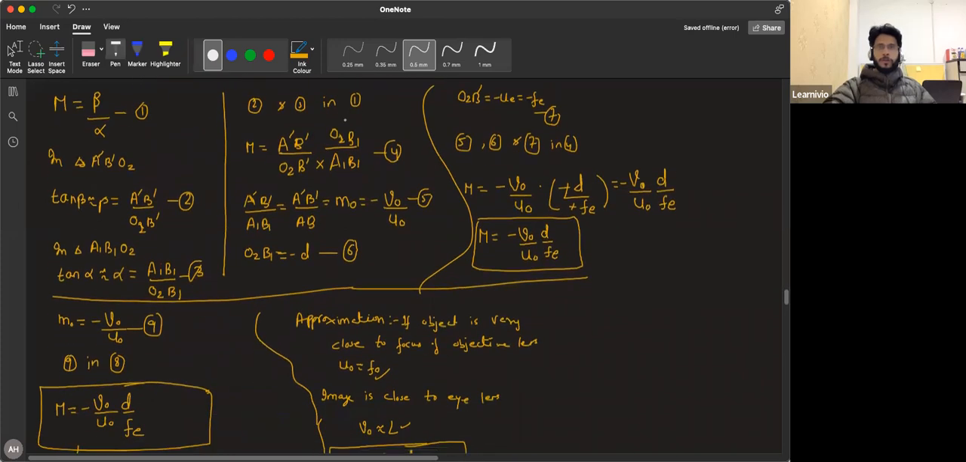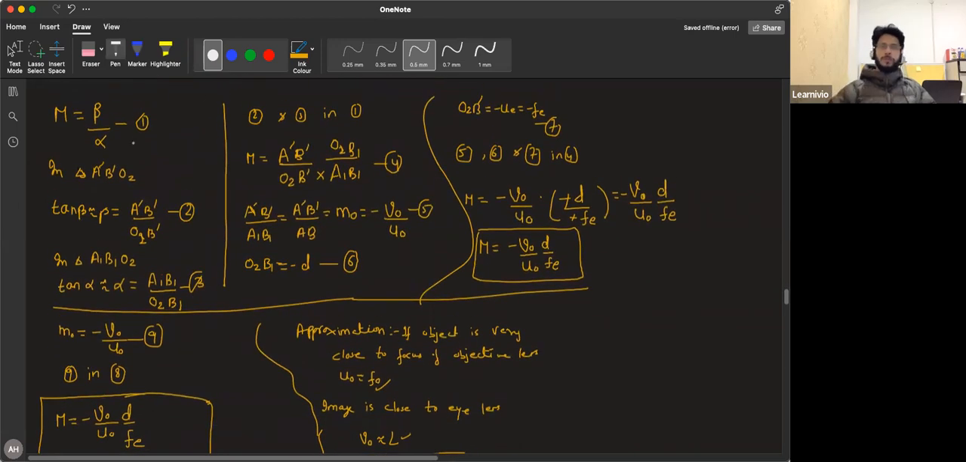Okay. So see, if you check this derivation, the beta by alpha, everything is the same. There's no change anywhere except this step. Instead of UE, you can write this as minus of FE. So this will be the final expression. That's it. You don't have to use the lens formula also. The derivation will end here.